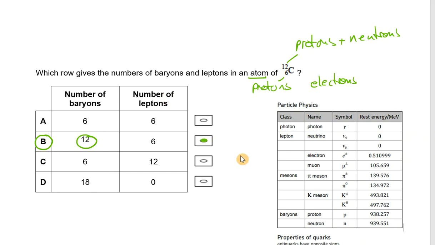Let's just have a look what leptons are. Leptons, we've got neutrinos, electrons, muons. Well, we know an atom has electrons in. It's got the same number of protons, so there's 6 electrons.